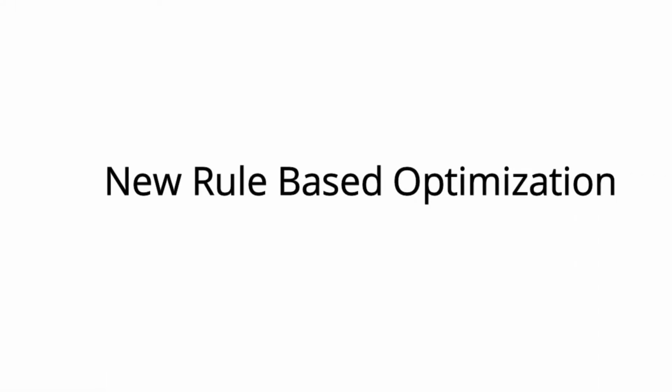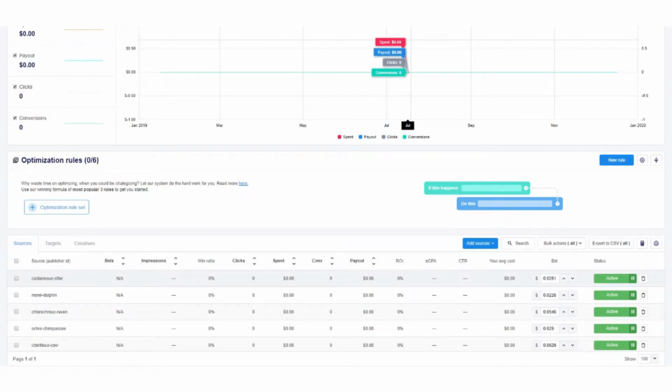Alright, and welcome to new rule-based optimization. So Zeropark changed the way the interface looks, but not the way it works. And the principle behind this feature is still the same. However, this new look adds an option to automatically create the most common optimization rules. In this way, the whole process takes seconds. So the following guide is going to describe how to create the rules automatically and manually.